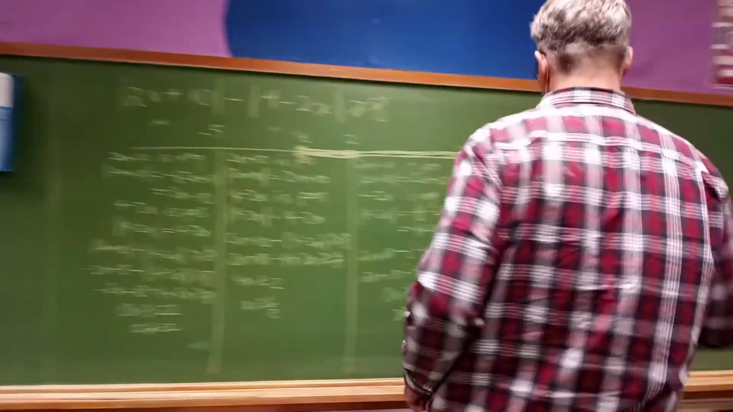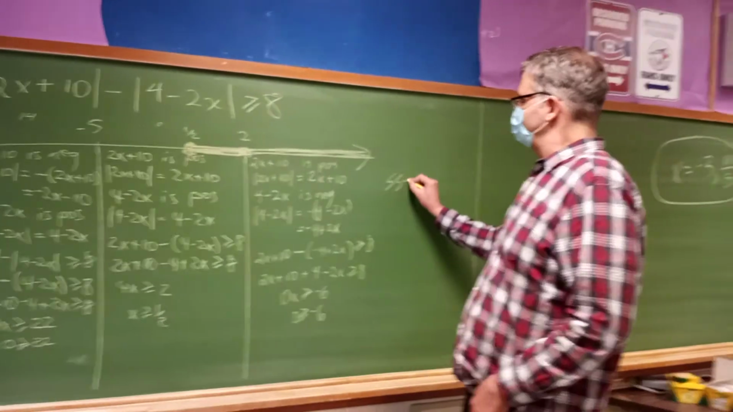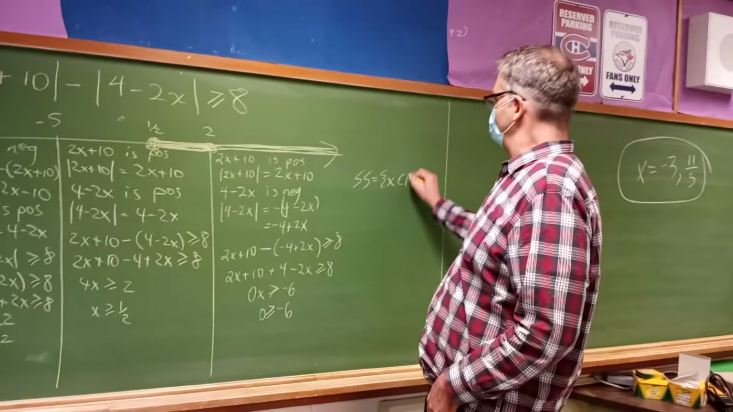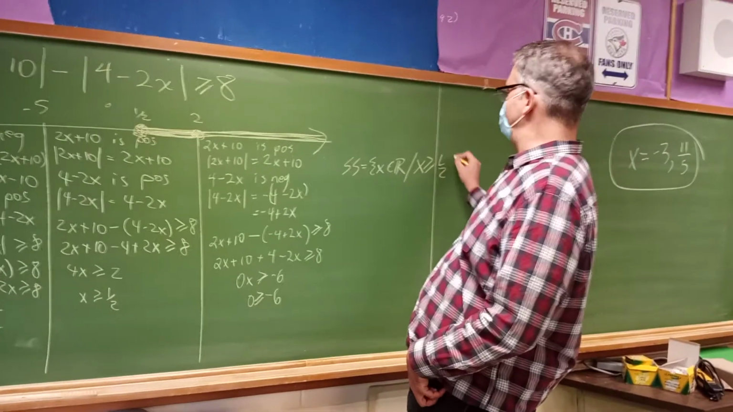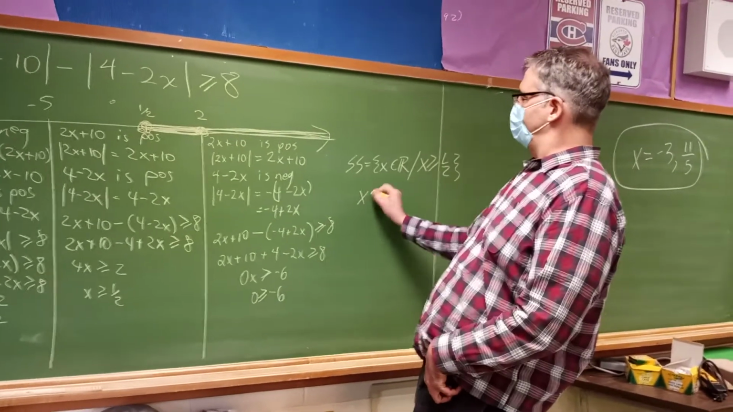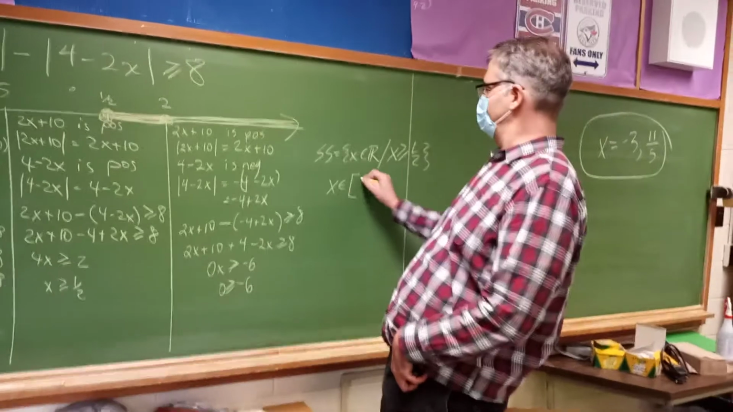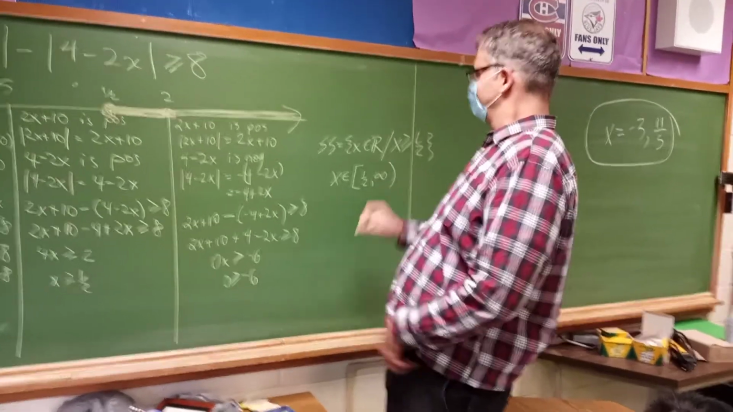And then that tells me that my final answer is x greater than or equal to a half. And if I put it in interval notation, it looks like this.